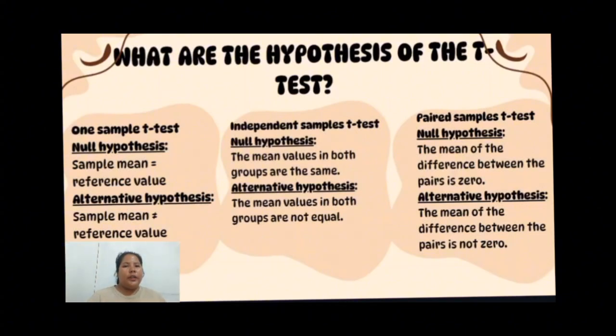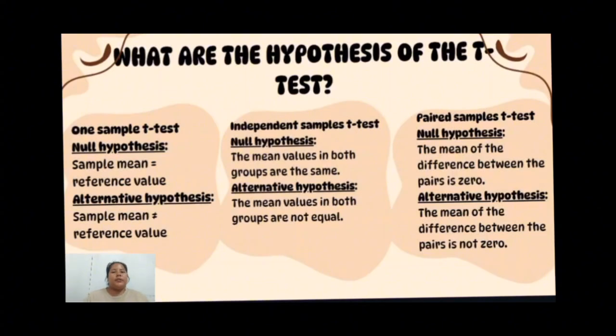So what about the independent samples t-test? The null hypothesis of the independent sample t-test is that the mean values in both groups are the same, so there is no difference in their values. Meanwhile, the alternative hypothesis is that the mean values in both groups are not equal, so there is a significant difference in their values.